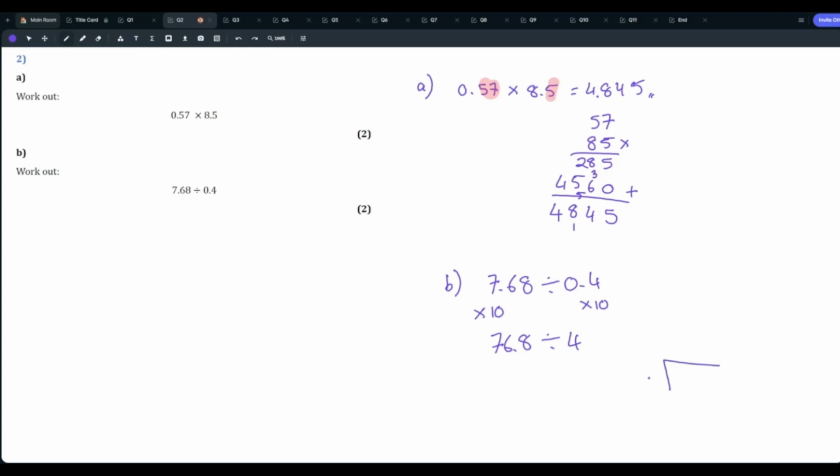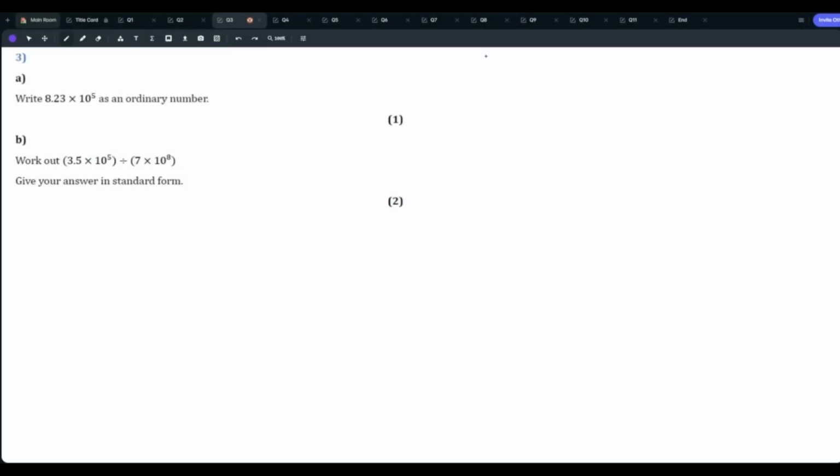And now we can use the bus stop method, the divisor on the outside, 76.8 on the inside. 4 into 7 is 1 with the remainder 3. 4 into 36 is 9. Decimal point, 4 into 8 is 2. And that's it. Question 3, 3a, we have standard form.